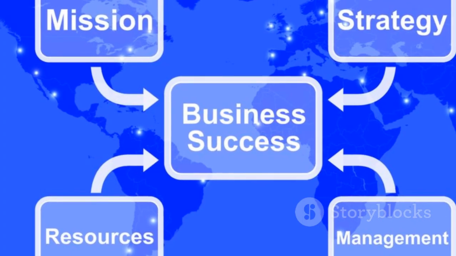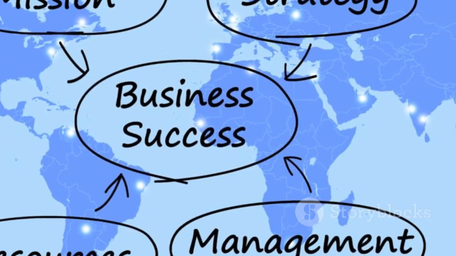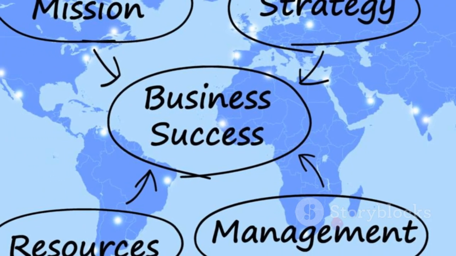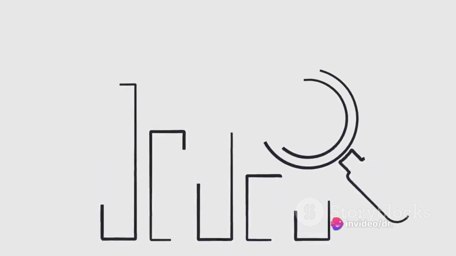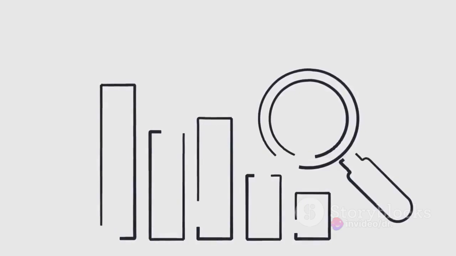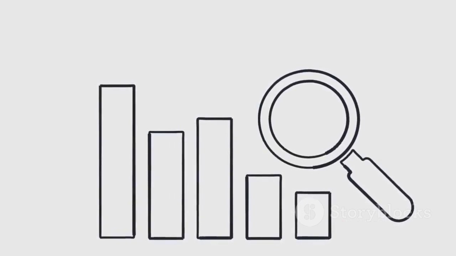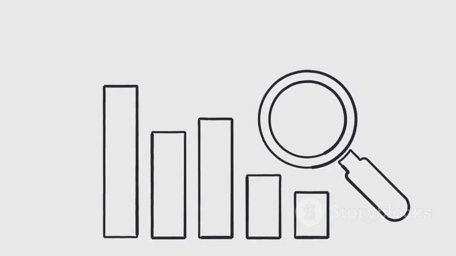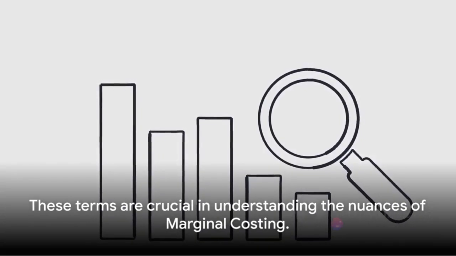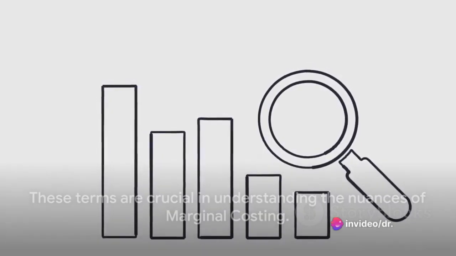Remember, every business is a complex interplay of numerous factors, and understanding these terms, angle of incidence, margin of safety, and key factor, can give you a clearer perspective. They are like the compass, safety gear, and map in your business expedition, guiding you towards profitability and sustainability. These terms are crucial in understanding the nuances of marginal costing.